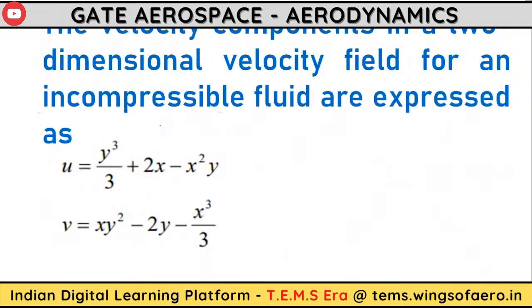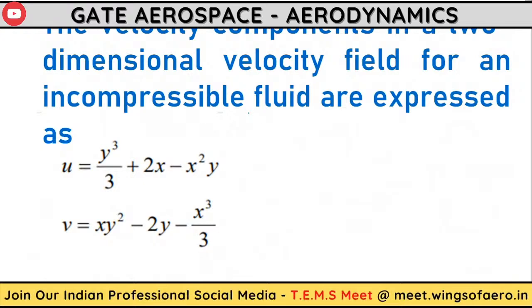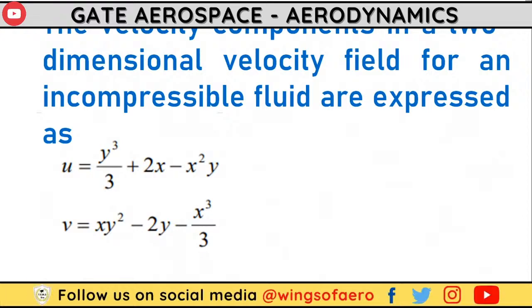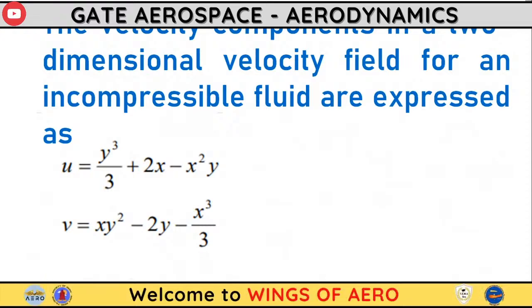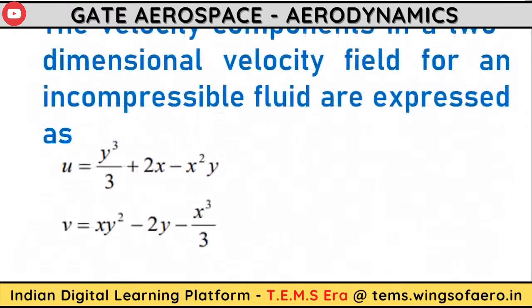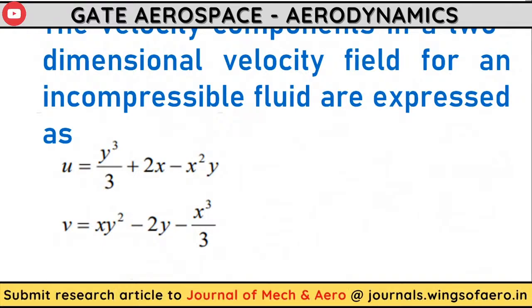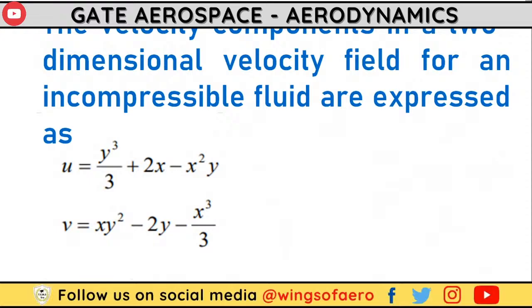Now, the next question: the velocity components in a two-dimensional velocity field for an incompressible fluid are expressed as given. Here we again have the same thing. What they have asked is to find the properties. The question seems incomplete, something is missing and it is not coming up. They ask to find the dimension of the flow, that is 1D, 2D or 3D, and whether the flow is rotational or irrotational. You need to find that out.